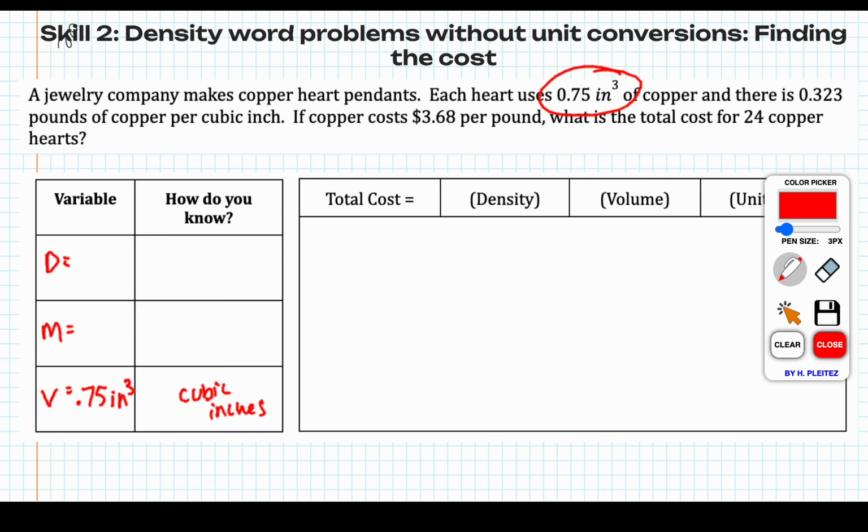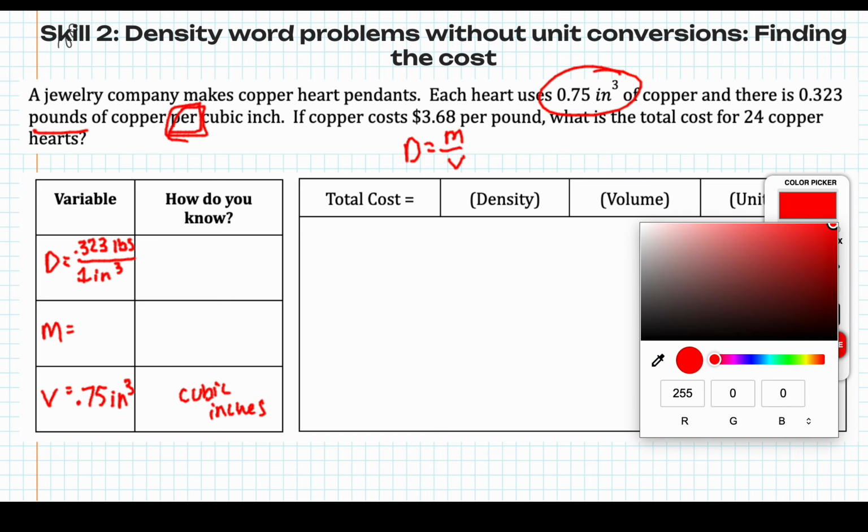And it says there is 0.323 pounds of copper per cubic inch. That is a density. So 0.323, and it's lbs for pounds per 1 cubic inch. Now when we have our density, let's always just double check. So remember, D equals M over V.